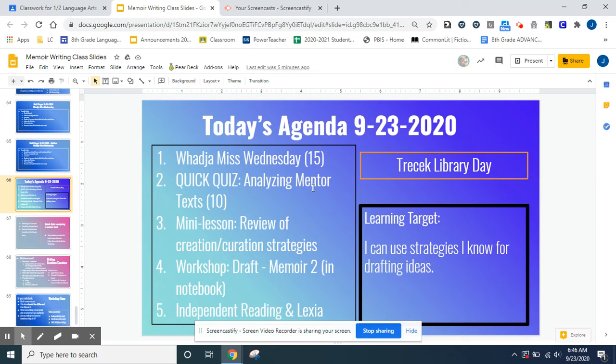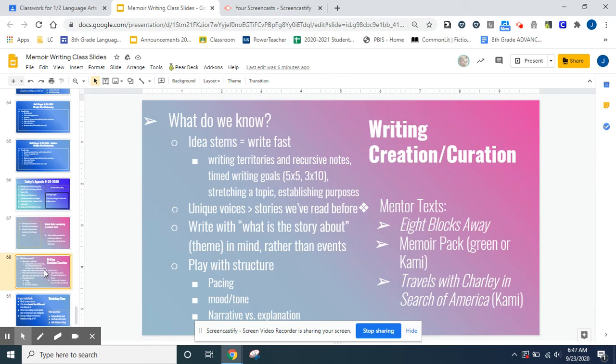This is a slide that we're all using, so do not worry about this quick quiz analyzing mentor text. Since I wasn't there yesterday and I'm not in class today, we're not going to be taking this quiz. So don't worry about that. We are going to be doing the review of creation and curation of strategies, though, and then our drafting of Memoir 2 in the notebook. So we're going to go over that really quickly. We're going to skip ahead from this slide to this next one, 68.